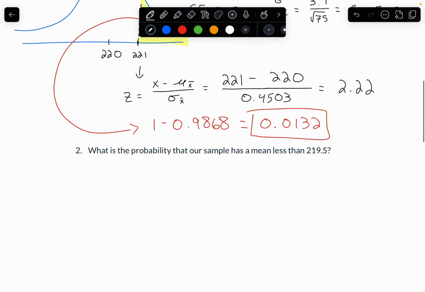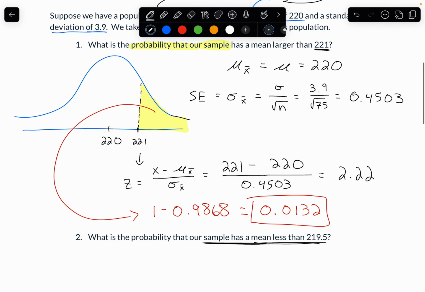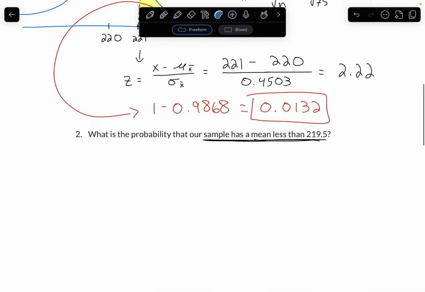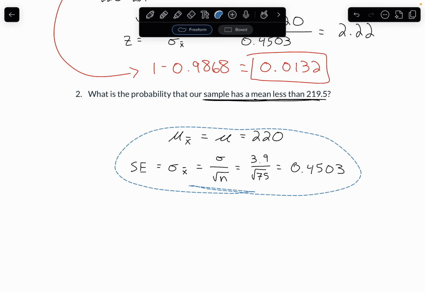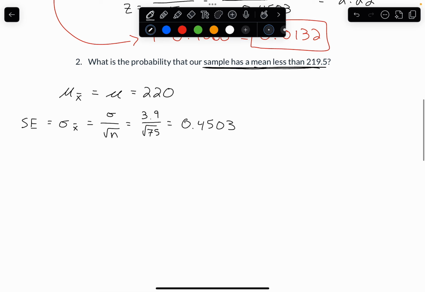This one asks for number 2. It says, what is the probability that our sample has a mean less than 219.5? So again, we're talking about the probability of our sample, which means the sample mean, the mean of the sampling distribution, and the standard deviation of the sampling distribution are all the same. So I'm going to just copy and paste those down here so that we have those in front of us. And let's just draw ourselves a little picture.